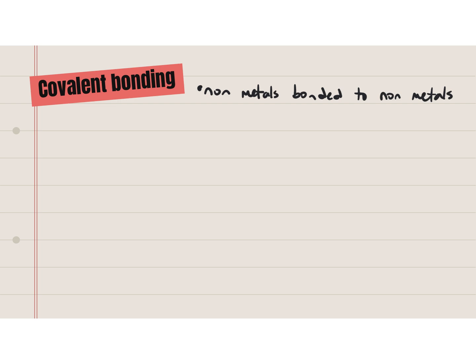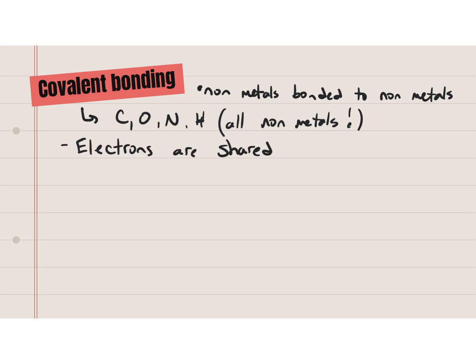So with that being said, there are very limited options as far as the elements that are participating in covalent bonding. Most often, you'll see things like carbon, oxygen, nitrogen, hydrogen, and all of the other elements in the upper right-hand side of the periodic table, excluding the noble gases, because as we know, noble gases don't bond to anything. Now, the mechanism of covalent bonding is that instead of forming ions that attract each other, like in ionic bonding, in covalent bonding, electrons are shared between both of the nonmetals.